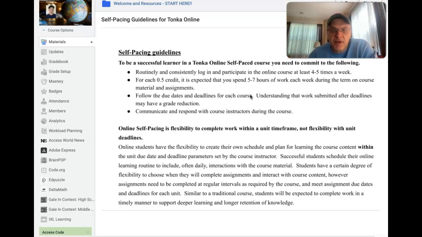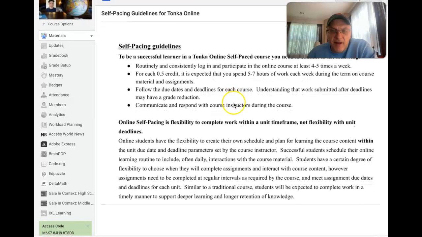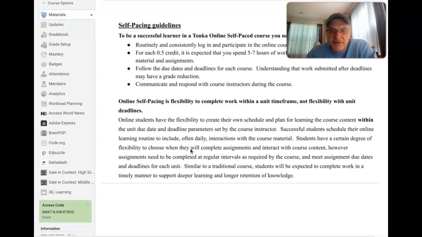Okay, it all depends. Make sure that you follow the due dates and deadlines for the course. I already mentioned that. And that you understand that work submitted after that unit exam, summative work that's submitted after that unit exam, there is a penalty. There's a grade deduction for that. So I'll explain that later. And I already mentioned at least 2 or 3 times that you communicate with me and that you respond to my communication throughout the semester. Okay? Now, as far as flexible self-pacing is concerned, this is important.